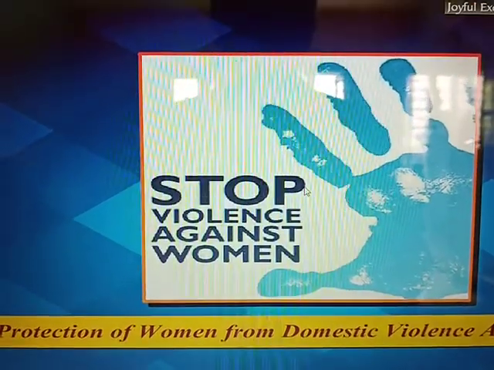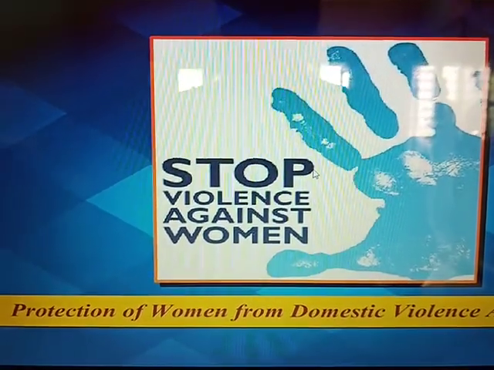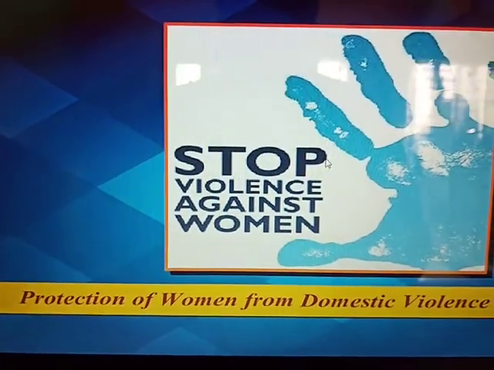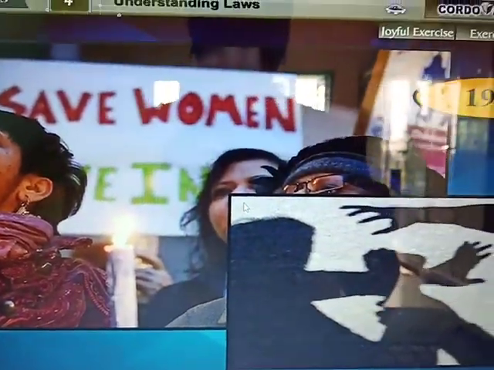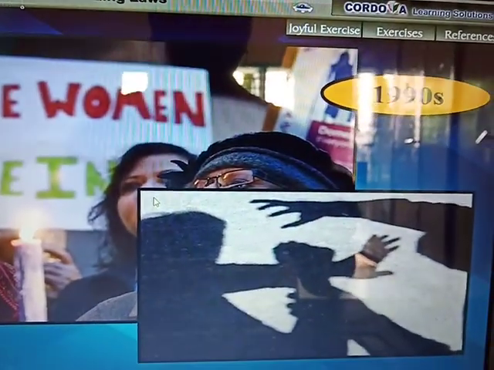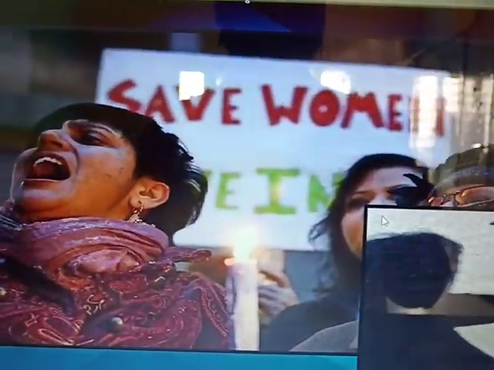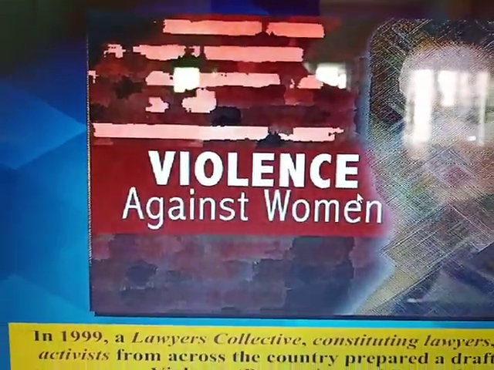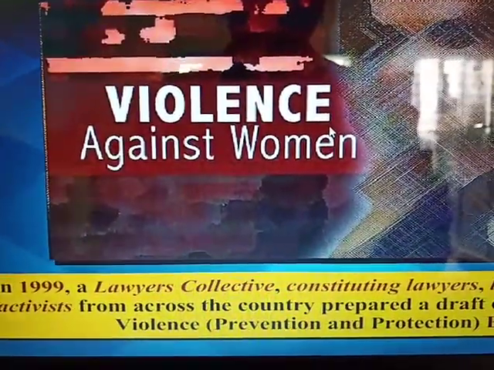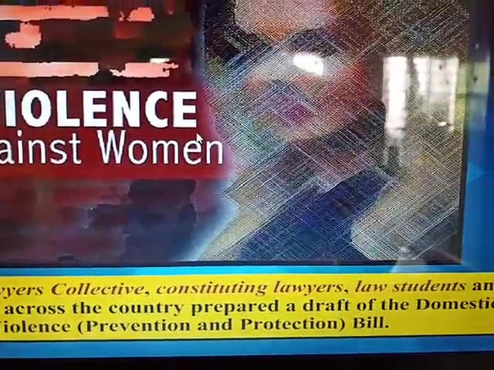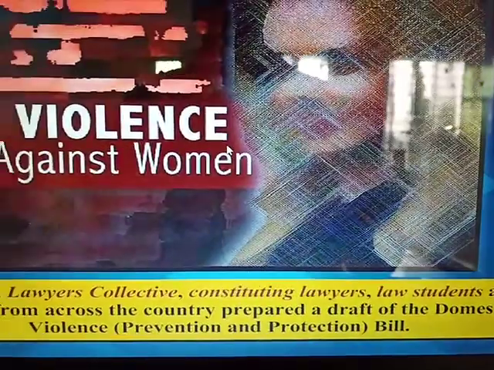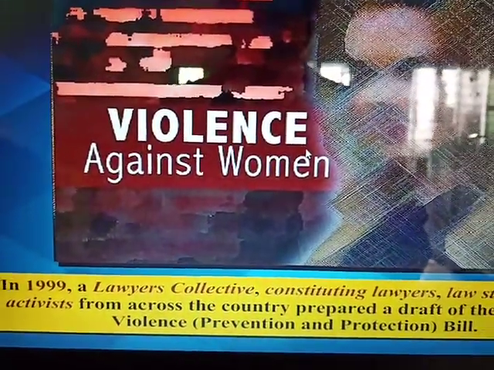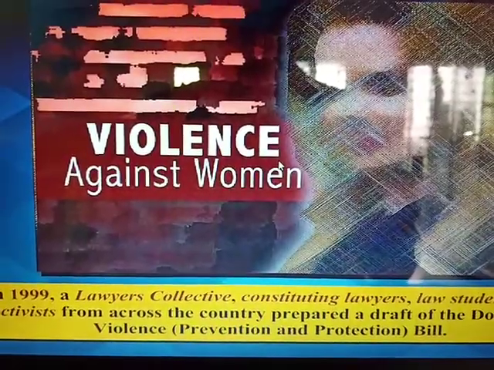Let us see how the Protection of Women from Domestic Violence Act 2006 was passed. Throughout the 1990s, various forums raised their voice to stop this abuse of women within the household. In 1999, a lawyers' collective constituting lawyers, law students, and activists from across the country prepared a draft of the Domestic Violence Prevention and Protection Bill.